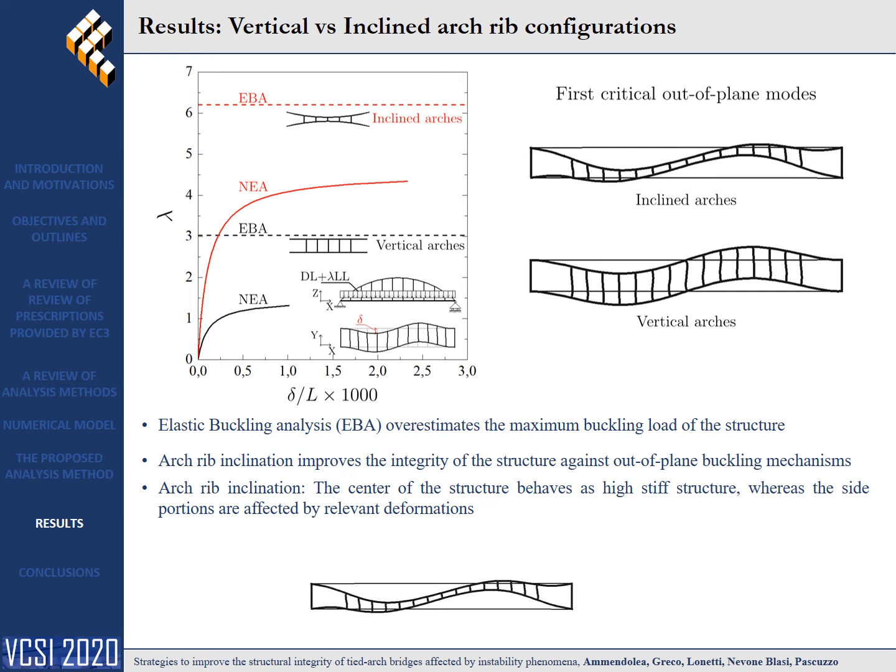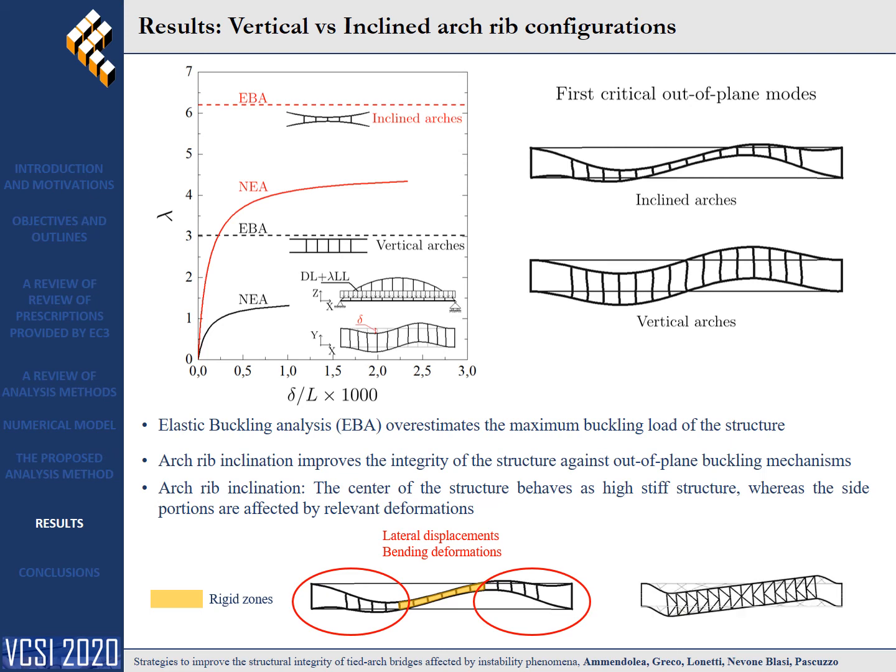In the case of inclined arcs, the center of the structure behaves rigidly, whereas the side zones are affected by relevant lateral displacement as well as larger bending deformations. These mechanisms similarly occur in traditional tied arch bridge structures with vertical ribs based on a K-shaped wind bracing system, where the side zone works as portal structures. A number of studies reported in the literature have remarked that this behavior provides excellent performance against out-of-plane buckling mechanisms.